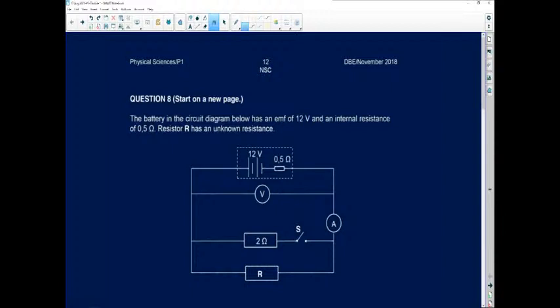So this one will start. So we have the battery in the circuit diagram below has an EMF of 12 volts. And an internal resistance of 0.5 ohms. Now, resistor R has an unknown resistance.